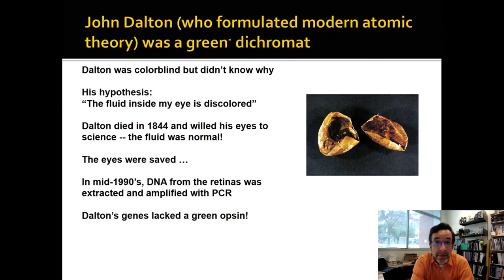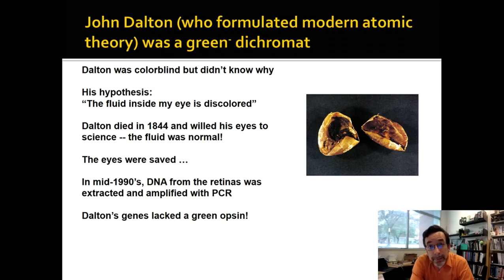Well, of course, it was clear. His theory was wrong. So John Dalton's last theory was wrong. I don't think he minds because now we know why he was colorblind. And you can actually still see the eyes. They were preserved in formaldehyde. So these are John Dalton's eyes that are in a jar somewhere, probably in the UK or something like that. It seems like that's where they would have it.